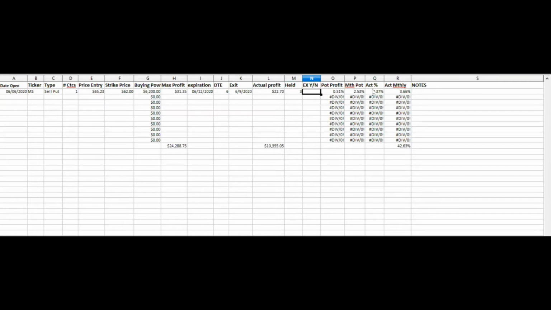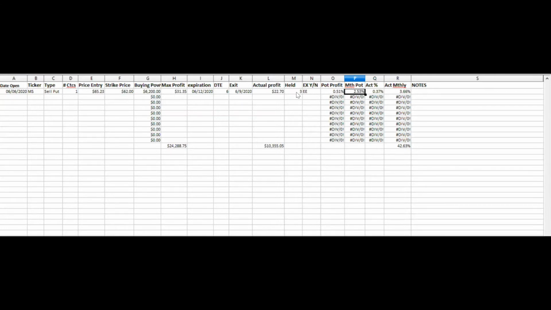And so now you come over here and you see that my actual percentage, now this is based on a closed trade, is 0.37%, but my actual monthly, because I closed it in fewer days, was 3.66%. Okay, so that's how this works. Here I would have put an EE for exit early. I put an EW for expires worthless, meaning I let the option expire worthless, so I collected the full maximum profit in that case.